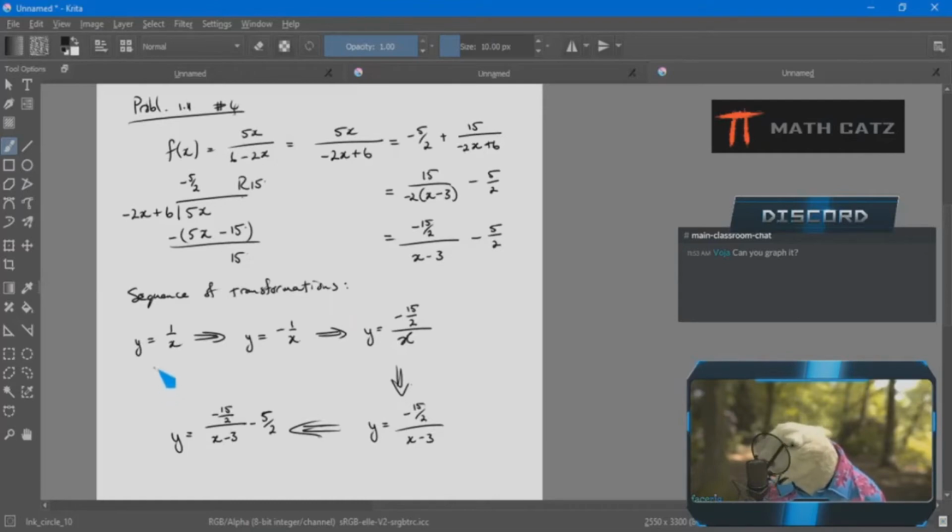You start with your basic one, of course. Boom, boom, weep, weep. That's bad. Very bad example. Be more precise than that, at least. I was trying to be funny. Then we do a vertical reflection here. Then we stretch it vertically here. Then we shift it to the right by 3 there. Then we shift it down by 5 over 2 there.